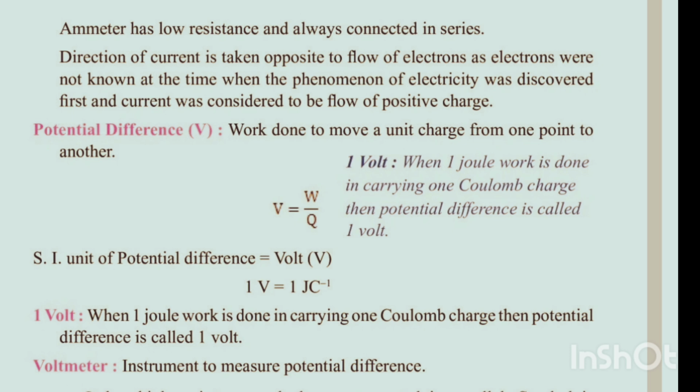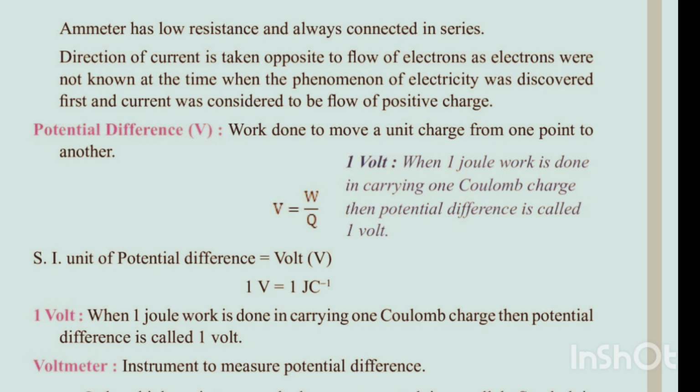Okay. So what is 1 volt? 1 volt is nothing but, when 1 joule of work is done in carrying 1 coulomb of charge, then the potential difference is called 1 volt. Okay, this is about the potential difference. Next we have the voltmeter. What is a voltmeter? A voltmeter is an instrument to measure potential difference.